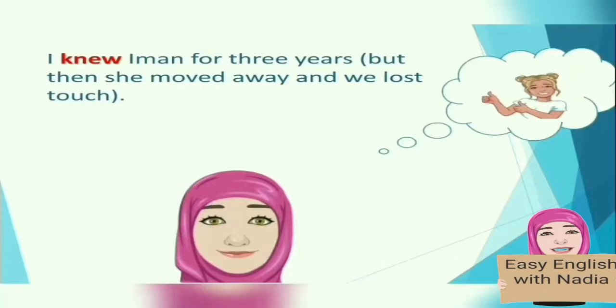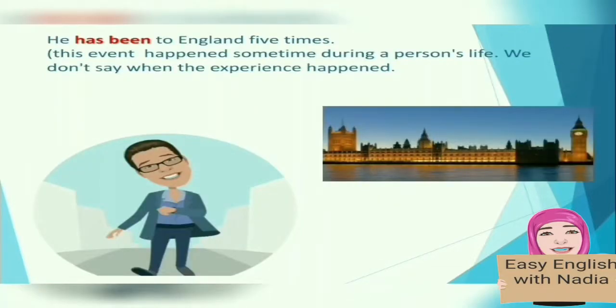I knew Iman for 3 years. When I say I knew Iman for 3 years, I mean that now it's over. I don't know her. Maybe because she moved away and we lost touch. That's why I used the simple past in this example. So this is an example of a finished time. Okay?